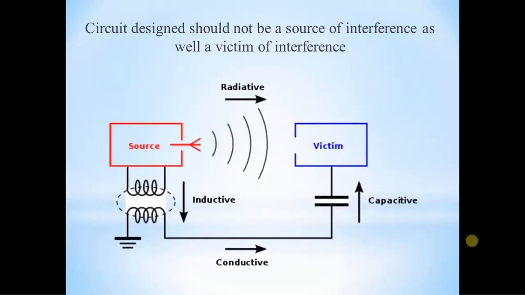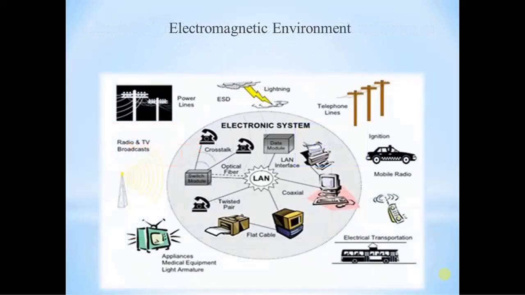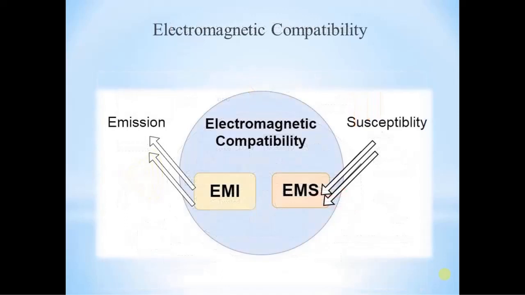Therefore, talking about electromagnetic compatibility, the circuit designed should not be a source of interference as well as a victim of interference. Electromagnetic compatibility is therefore the ability of a circuit to function properly in an electromagnetic environment. That is, it should not be emitting radiations and at the same time be susceptible to outside radiations.